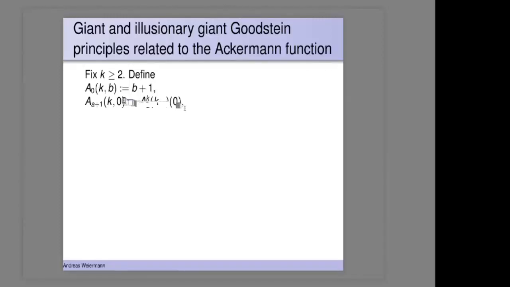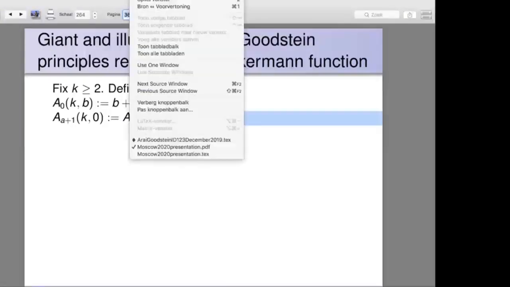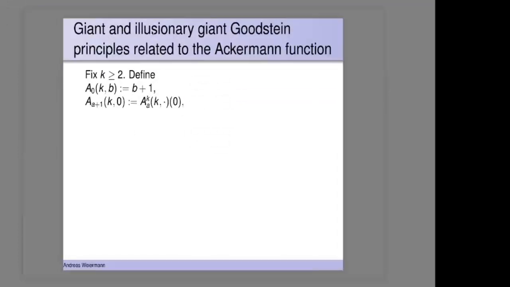Anyway, what I'm doing here is, A index a plus 1 of k and 0 is the iterate of A index a, k times applied finally to 0. I hope that is somewhat clear what I understand by this.